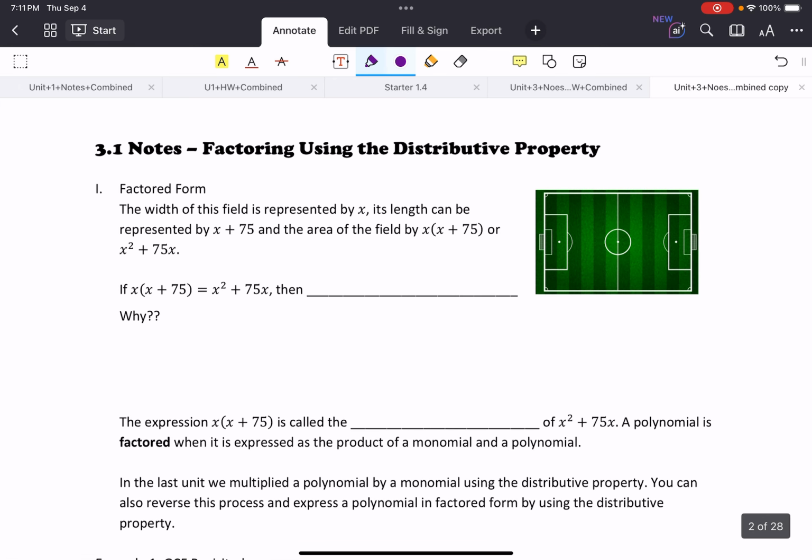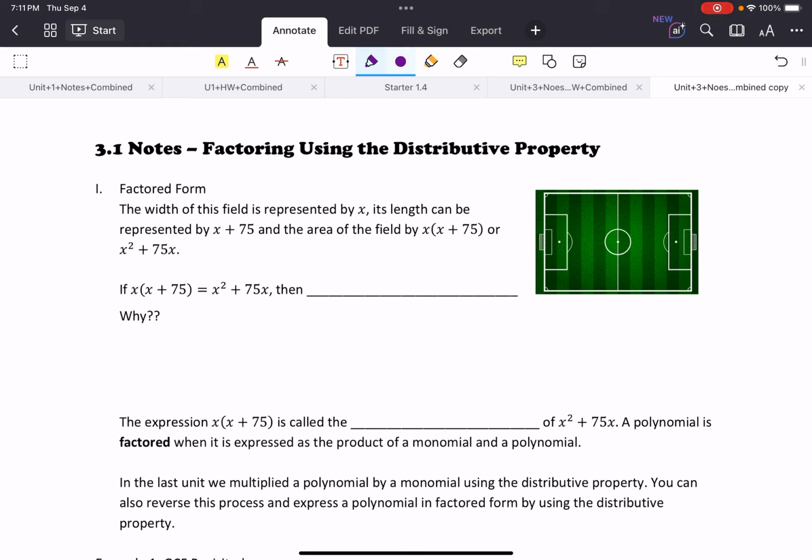So we're just going to get started with our 3.1 notes, factoring using the distributive property. The width of this soccer field can be represented by x, and its length is x plus 75. And the area of the field is x times (x plus 75), or x squared plus 75x.